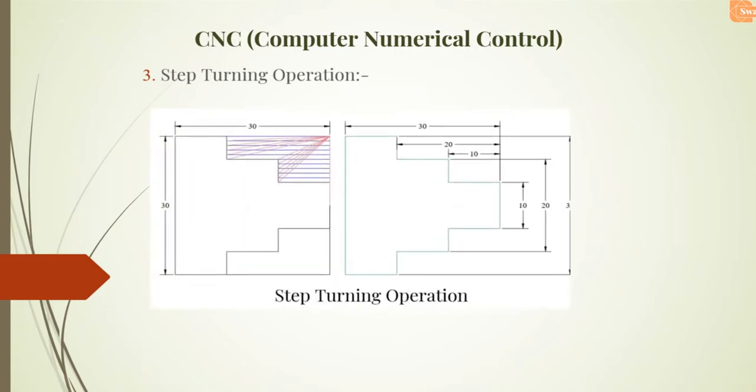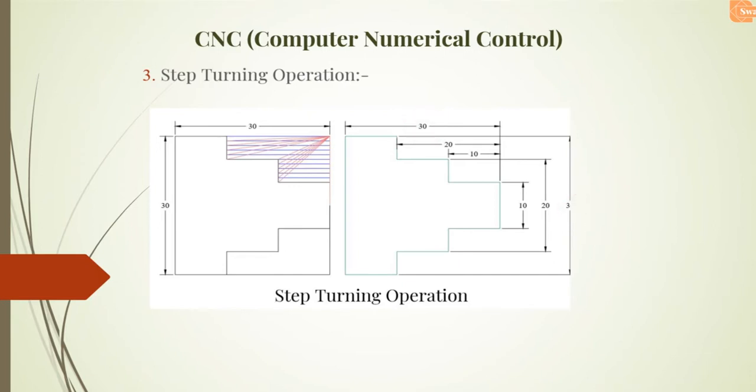See, I have a stock of 30 diameter and 30 length. You will see, after a step turning operation, my stock looks like this. Now the step is here. The first step is 10 diameter, 10 length. The second step is 20 diameter, 20 length, and the last one is 30 diameter, 30 length.